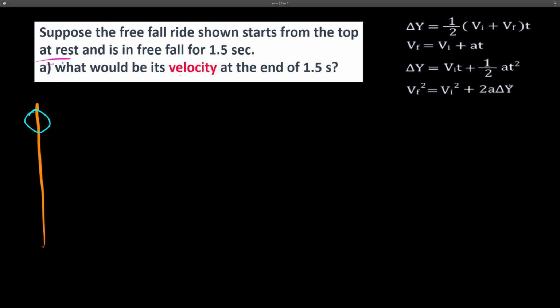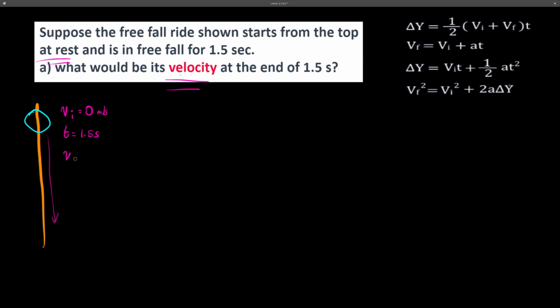At rest. What does at rest mean? It means that v initial is equal to 0. So initially starts at 0. And it becomes in free fall. So during some 1.5 seconds of this object falling, it is in free fall. So we have the time as well, 1.5 seconds. Okay, let's see what it asks us. So it's asking for the velocity.